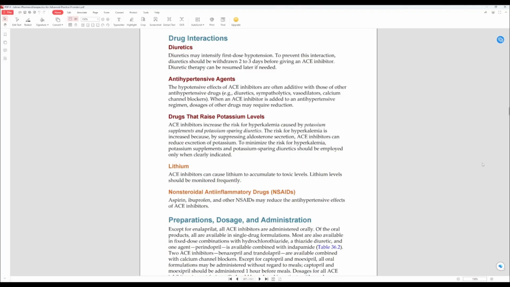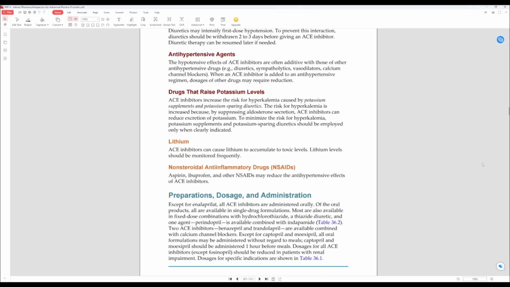Your drug interactions, your diuretics. Diuretics may intensify that first dose hypotension. To prevent this interaction, again, diuretics should be withdrawn 2 to 3 days prior to giving that first dose of an ACE inhibitor. Your diuretic therapy can then be resumed later on if needed.